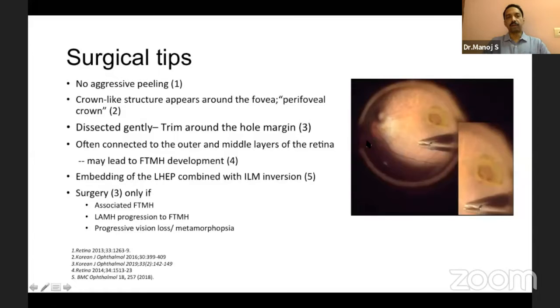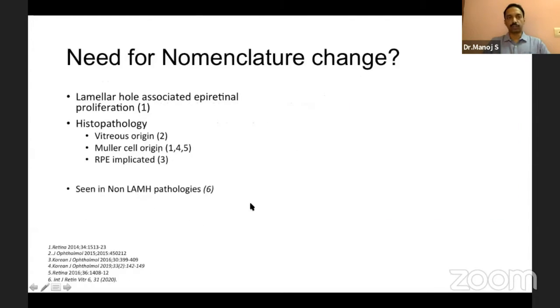And there are also techniques where people have described that you just need to trim these at the edge of the hole margins and just leave it there. There are also techniques where they have embedded the LHEP along with the ILM into the lamellar macular holes.